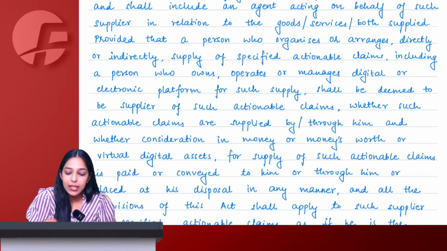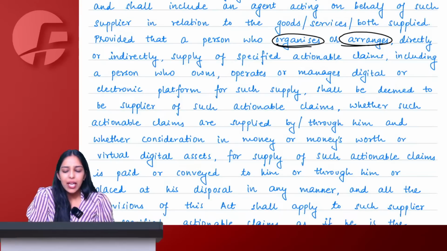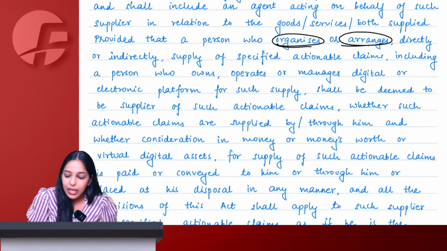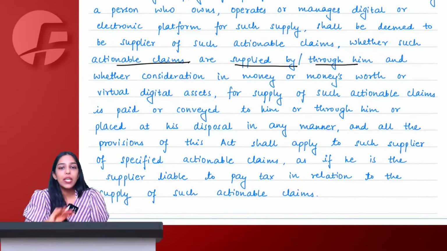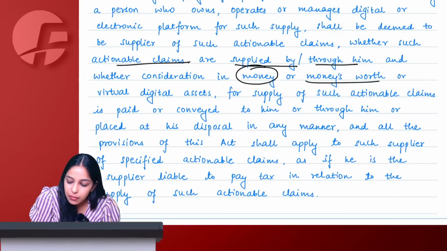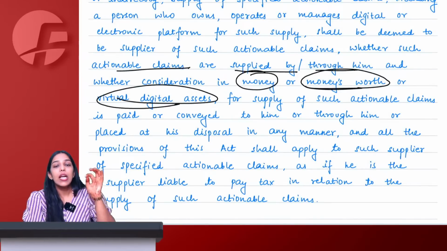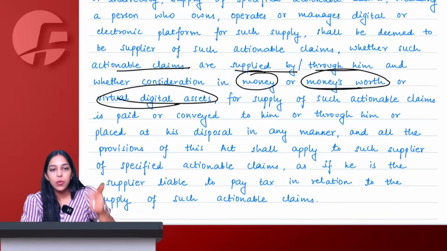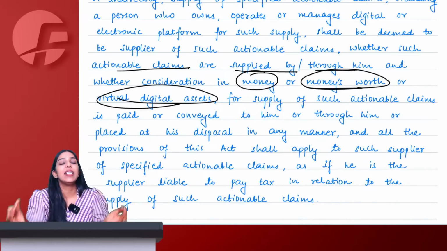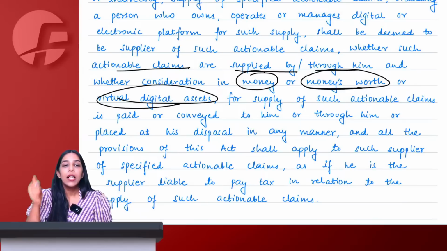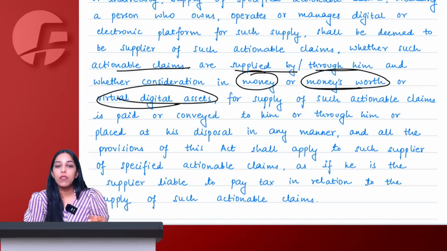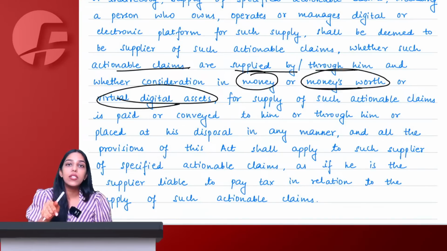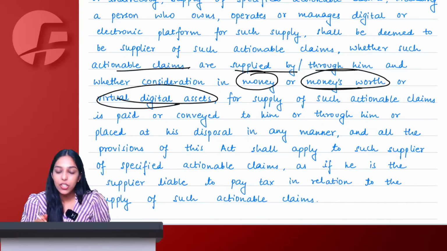What we are saying is, provided that there is any person who is organizing or arranging anything, directly or indirectly, on an online platform, whether such actionable claims are supplied by him or through him, doesn't matter, whether consideration is received in money, money's worth or virtual digital asset, doesn't matter. If you are receiving money, money's worth or virtual digital asset to arrange or organize any kind of actionable claim online on an electronic platform, then you only become the supplier of those actionable claims. And just like the GST provisions apply on any normal supplier, who has to file returns, collect GST and pay GST, you also will become liable as a normal supplier under GST.